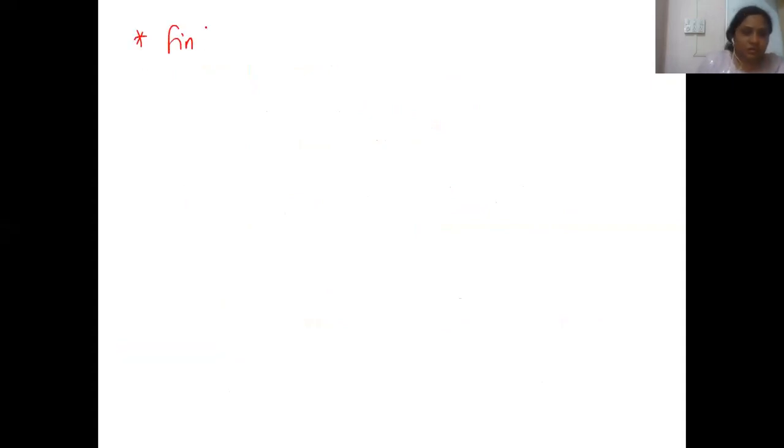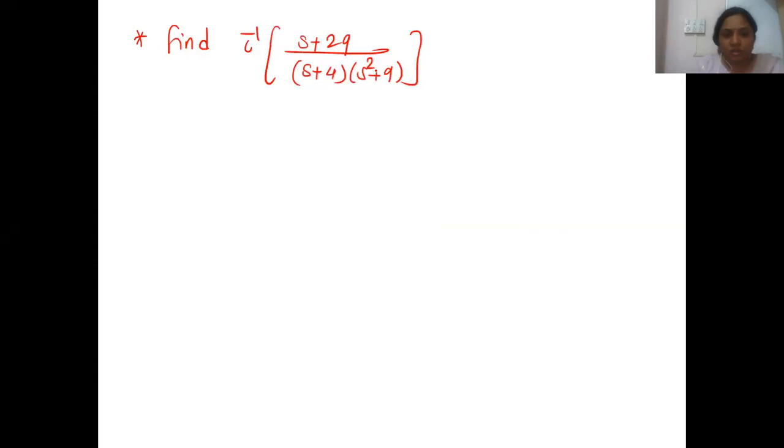Find Laplace inverse of s plus 29 upon s plus 4 into s square plus 9. Okay, if you can see the question, you see the denominator first. If it is s plus 4 or if it is s square plus 9 in the denominator, but if they are separate, you can apply Laplace inverse. There is a formula, isn't there? If it is 1 upon s plus 4 and 1 upon s square plus 9, there is the formula for both of them. Right, there is the formula. But they are not separate. They are multiplied. So we cannot separate by linearity.